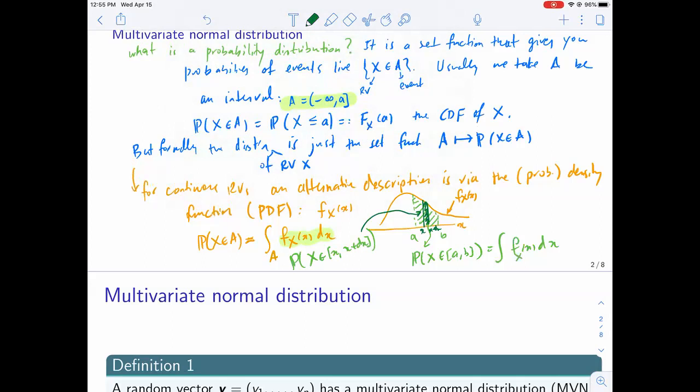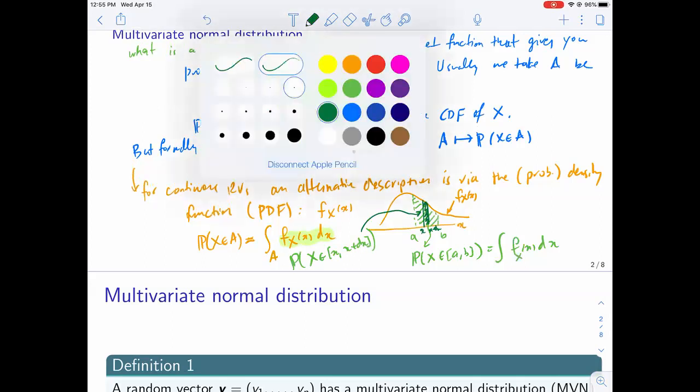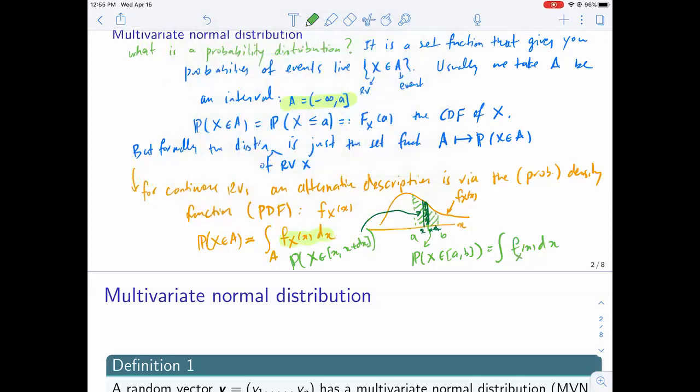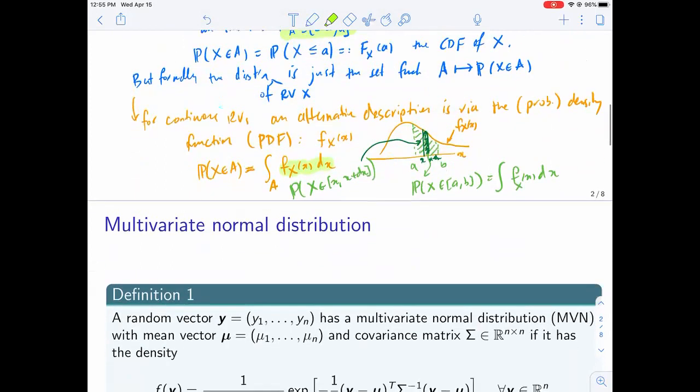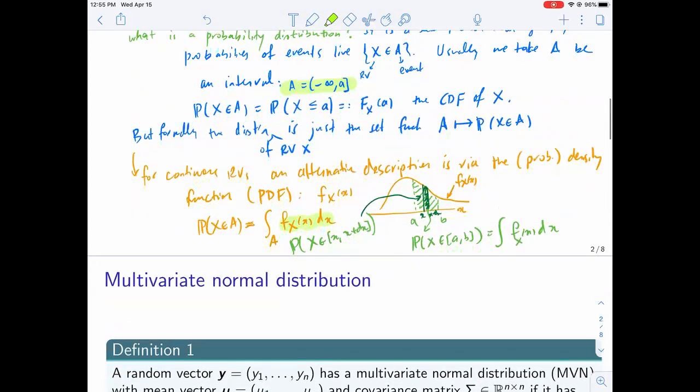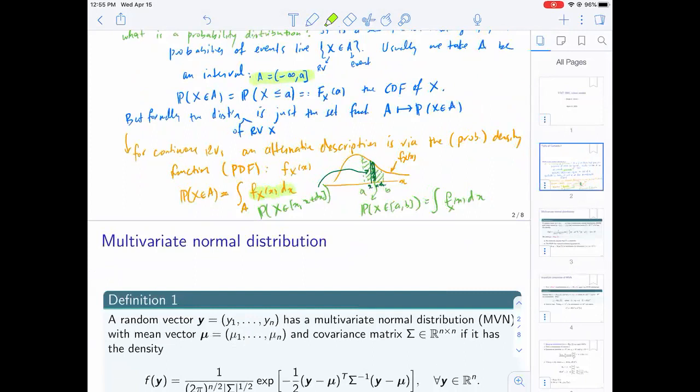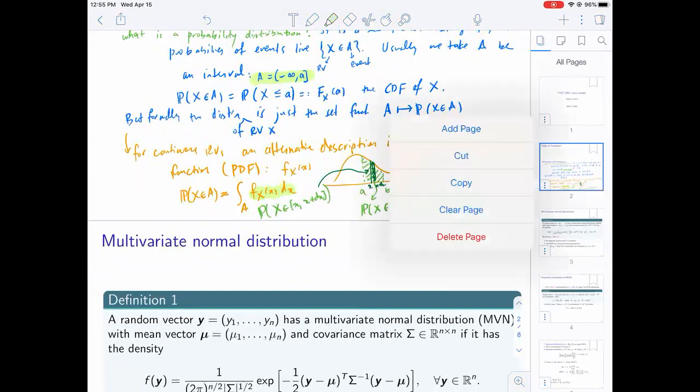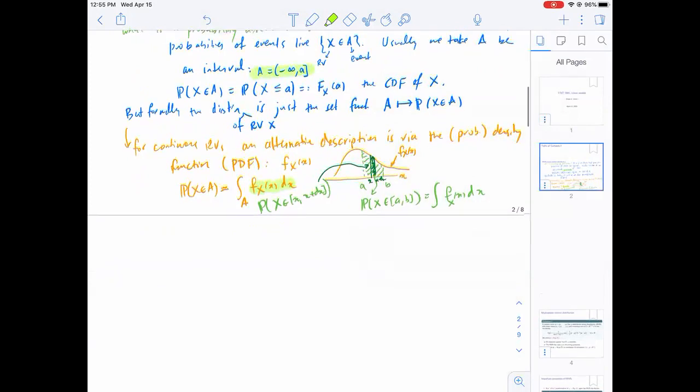Okay, so these are the ideas. And so if I specify this PDF, I have specified the distribution, because then I can compute all these probabilities. I know the PDF, I can integrate it over any interval that you give me, and then I have the information.